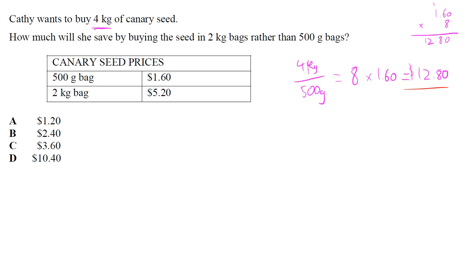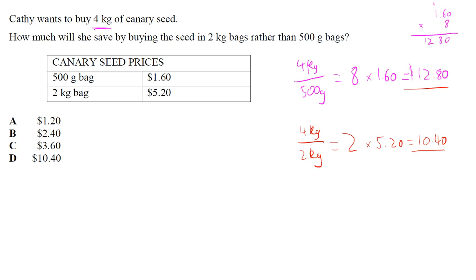Let's see what would happen if she used the 2 kilogram bags. Now, we don't even need to do a calculation, but you know that 4 kilos divided by 2 kilos means that she needs 2 bags. And since each of those bags is $5.20, these 2 kilogram bags, since that's what we're now using, is 2 times $5.20 or $10.40.